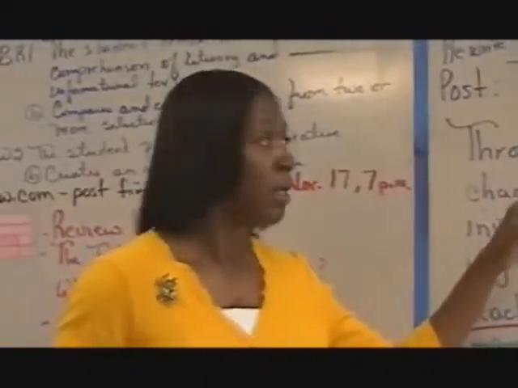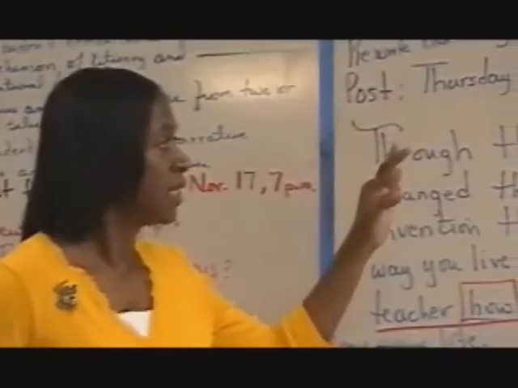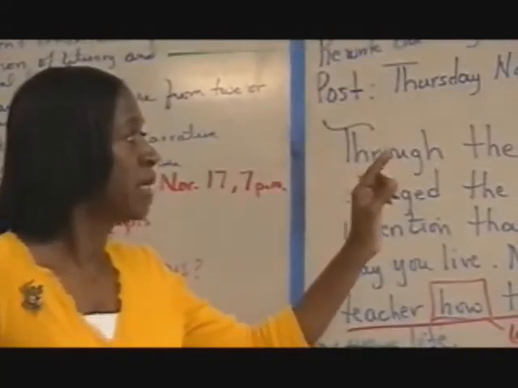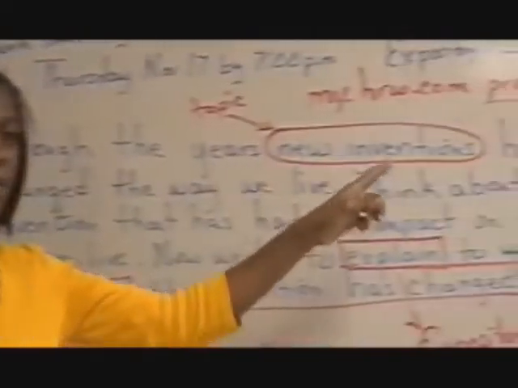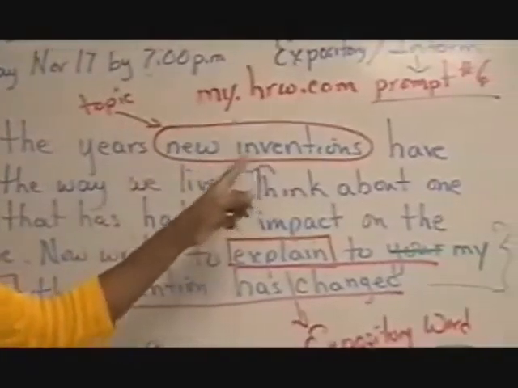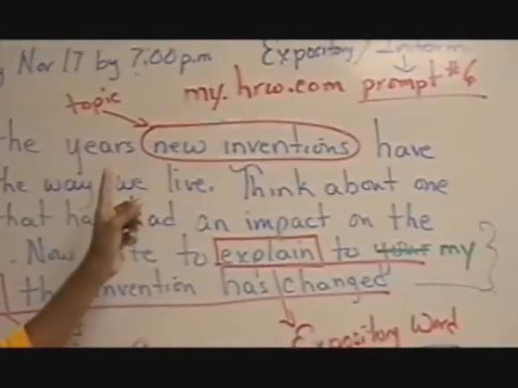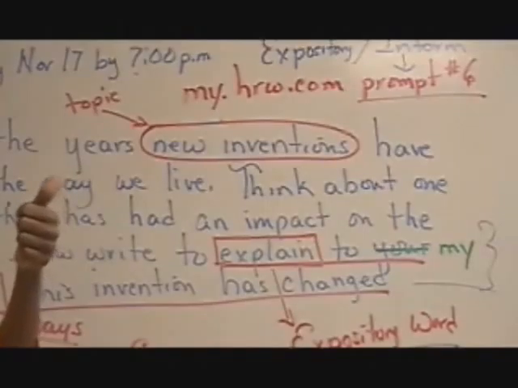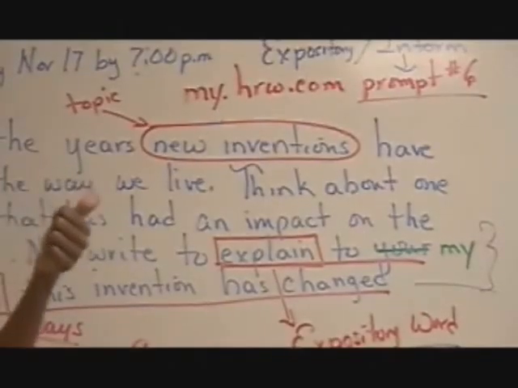Okay, now with this piece, those people that were absent, there are 3 things I need you to do. The first thing I need you to do is circle the topic, and we've already done that, so we know that the topic is about what? New inventions. And when you receive your writing prompt, that's the first thing I want you to do, circle the topic.